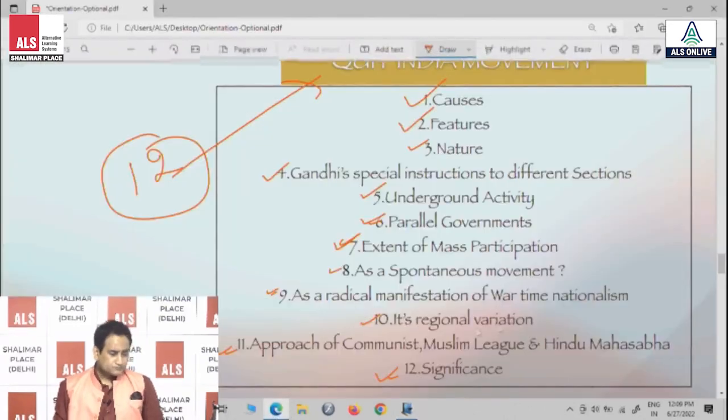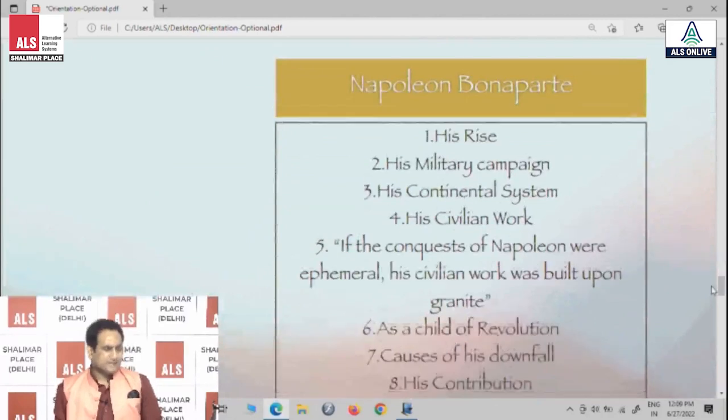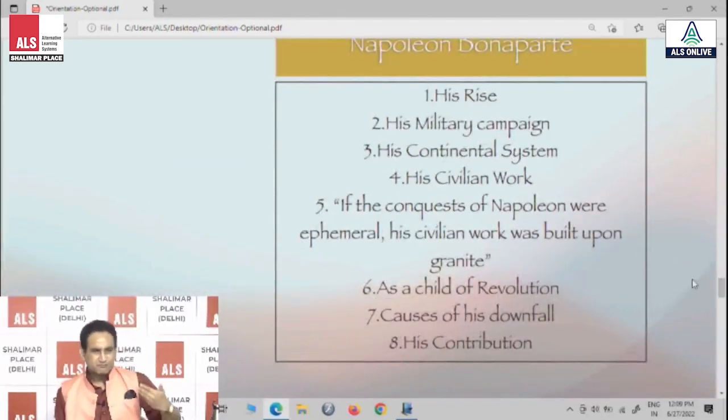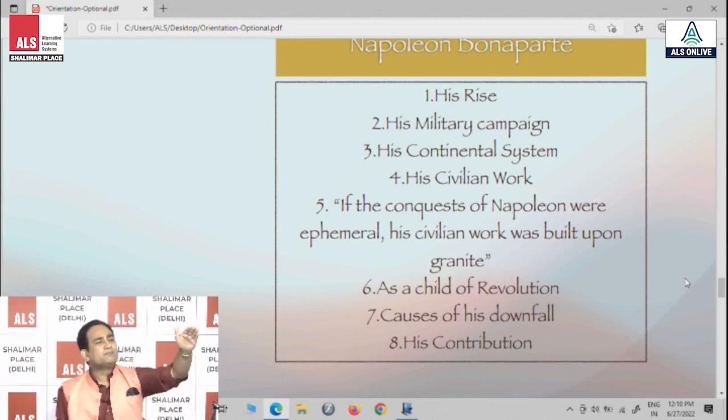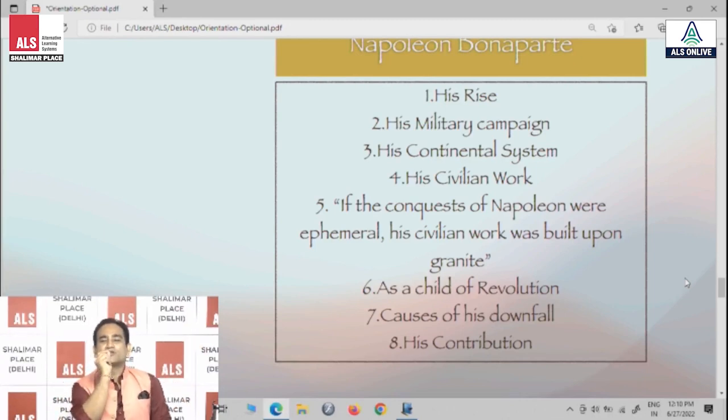Then next thing, same way, even in world history we will be doing the same thing. I repeat this in most of the orientation. Even Napoleon Bonaparte, it is not mentioned in the syllabus clearly, but they are asking questions on Napoleon. So what will we be doing? We will be dividing Napoleon into different dimensions. It's not that in 10 minutes I will give you some idea about Napoleon and over. It is not possible. I will divide Napoleon into different dimensions.